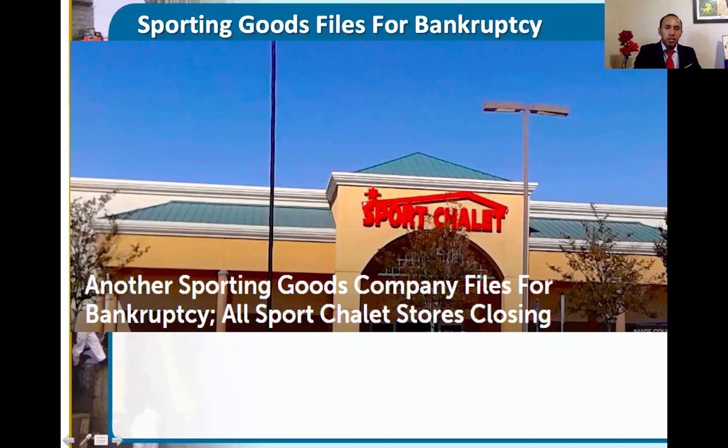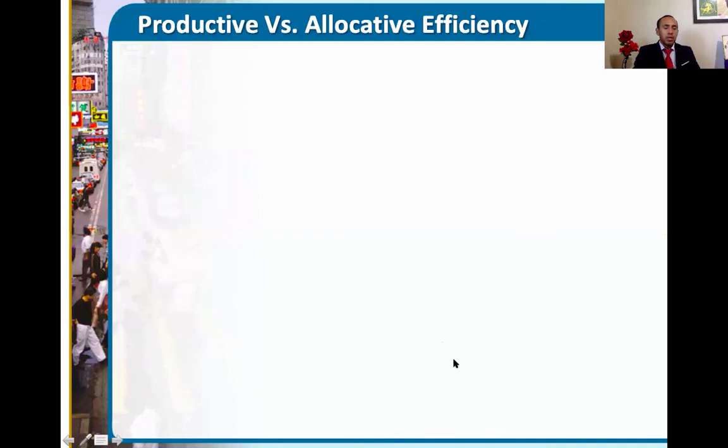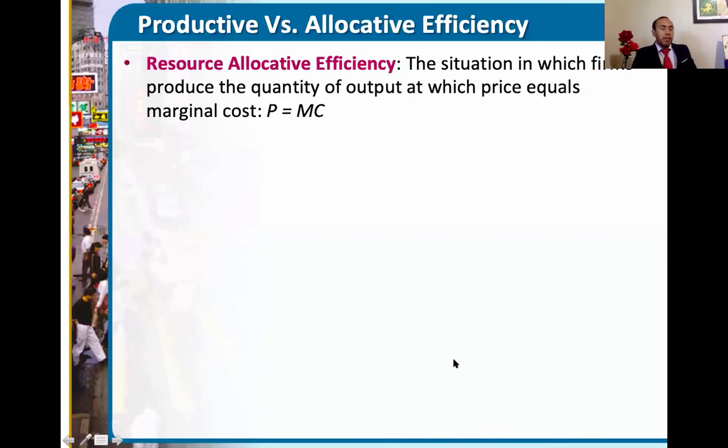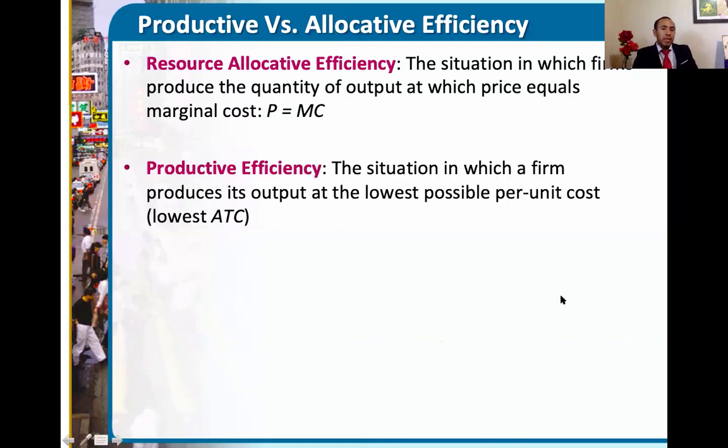We're going to talk about the shutdown point. When does the business have to shut down? After incurring consistent losses, not all the time. So we have the case of resource allocative efficiency. If you allocate your resources efficiently, then you produce a quantity of output where your price in the market is equal to your marginal cost. Because at that point, you may not incur a loss and not incur a profit. So you're allocating your resources efficiently, at least to break even. Productive efficiency is a situation in which a firm produces an output at the lowest average total cost possible.